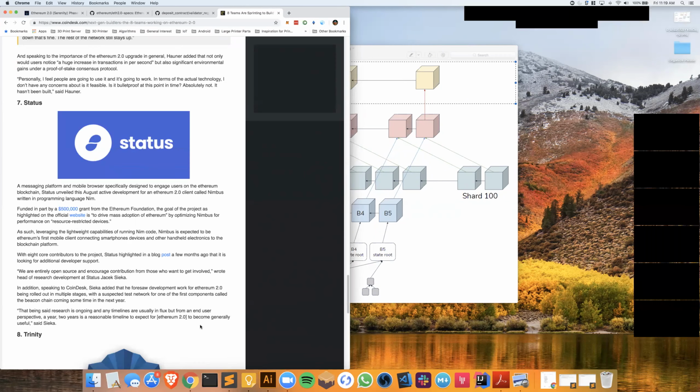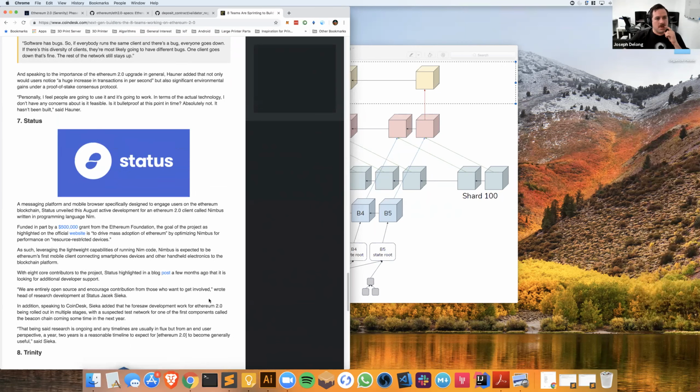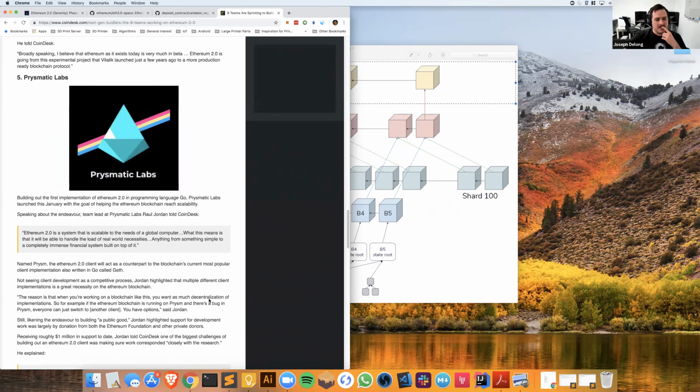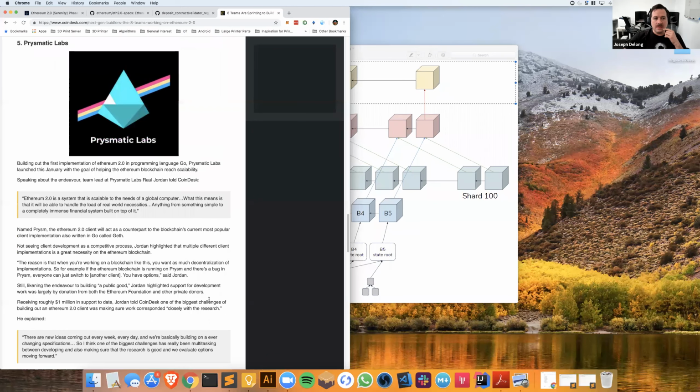How far along are these teams for the most part? I'd say Preston's team is the furthest ahead. They have a functioning prototype, it's running, and they're keeping up to date with the spec.